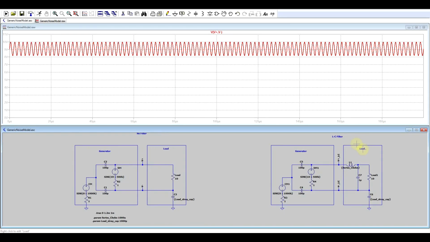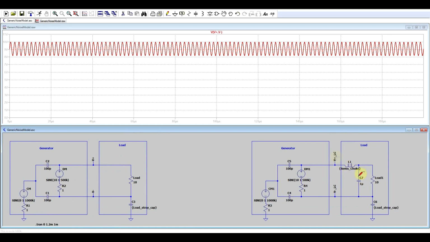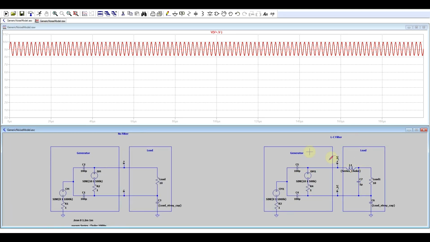Now, the common thing you would do to filter out noise in a circuit is to simply make an LC filter or a PI filter or something like that. So what I did here was create a simple LC filter between my generator and my load. And let's just see what this does.